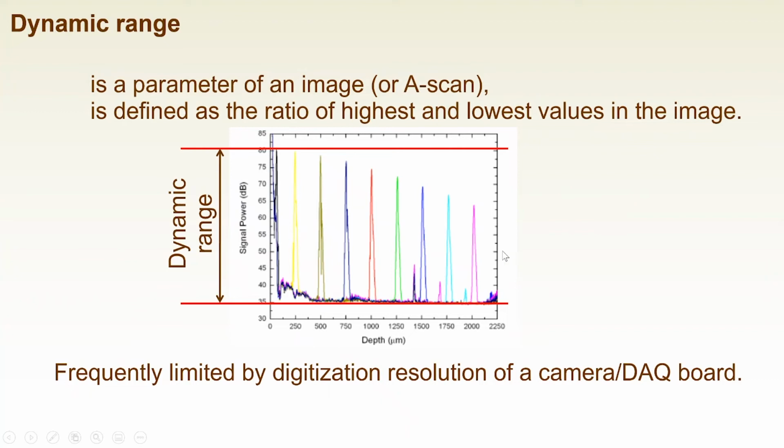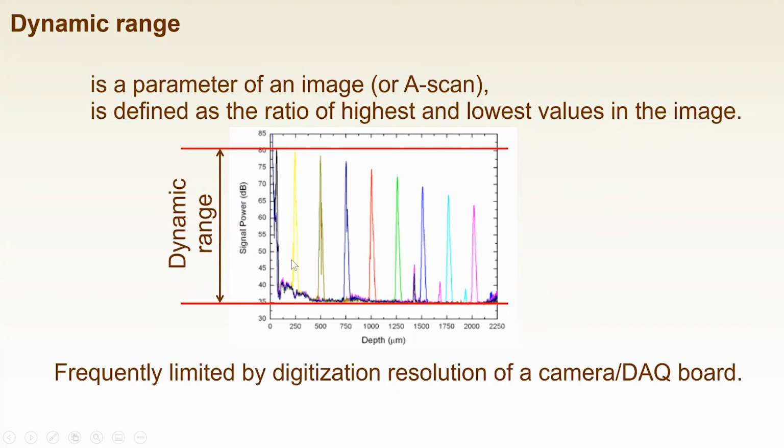For example, here is one example of an A scan. And here is the highest signal intensity, around 80 dB. And here is the lowest signal intensity, around maybe 35 in this example. So this means 45 dB, the ratio between 80 dB and 35 dB. Since it's dB log scale, the subtraction of it is a ratio, right? So 45 dB is the dynamic range of this signal. Okay, it's the definition of the dynamic range. It's kind of easy, right?